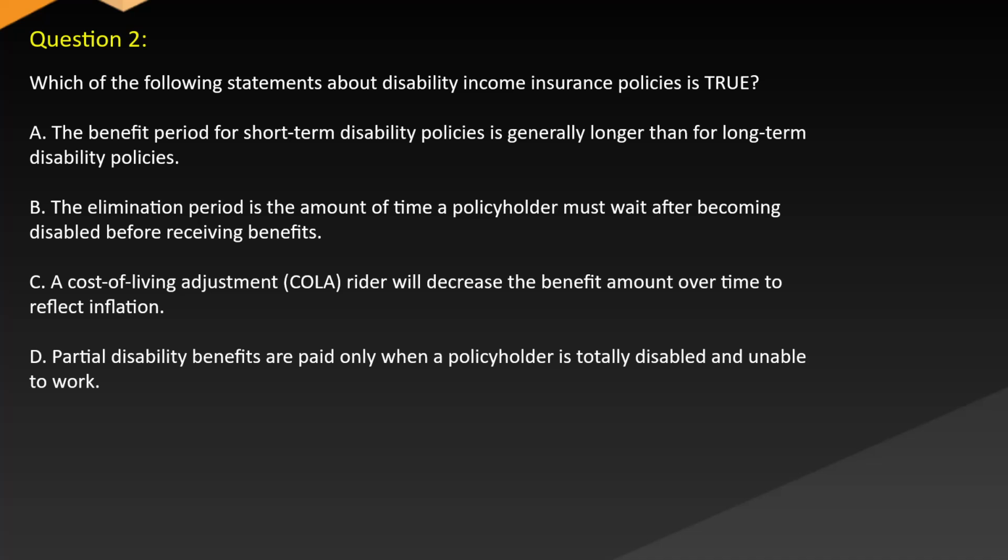Question 2. Which of the following statements about disability income insurance policies is true? A. The benefit period for short-term disability policies is generally longer than for long-term disability policies. B. The elimination period is the amount of time a policyholder must wait after becoming disabled before receiving benefits. C. A cost of living adjustment rider will decrease the benefit amount over time to reflect inflation. D. Partial disability benefits are paid only when a policyholder is totally disabled and unable to work.